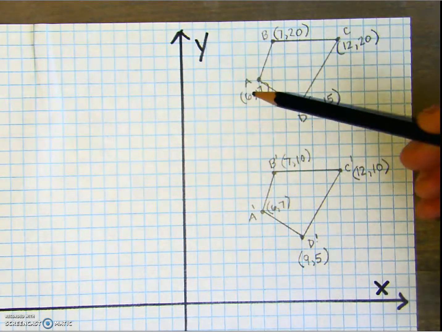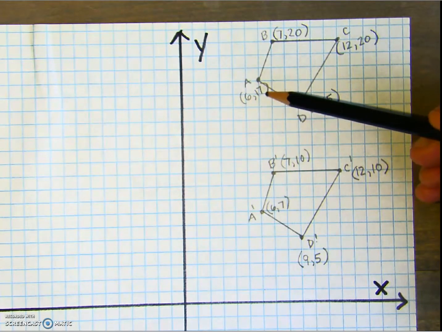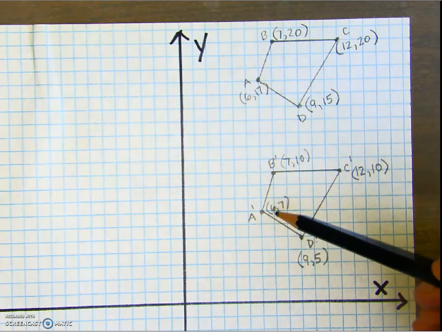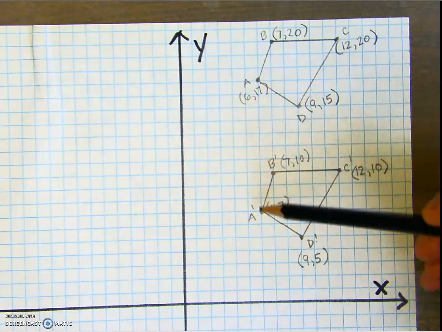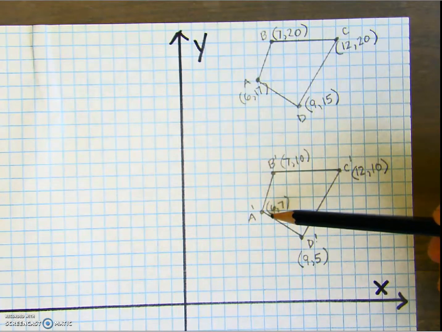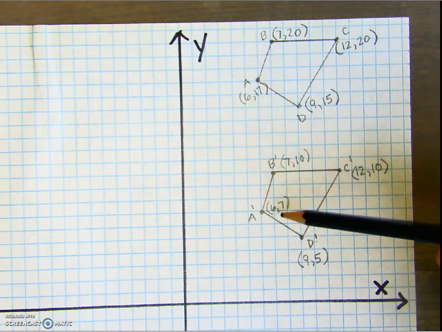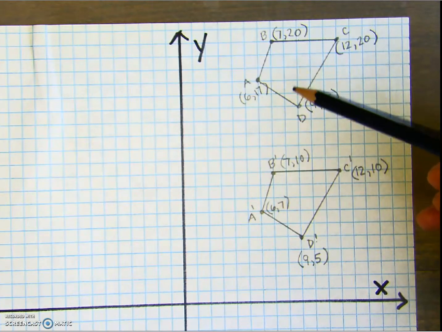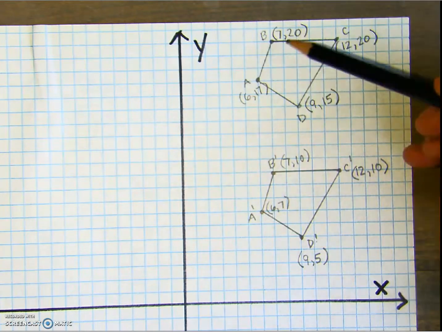All right. So what I want you to do is take a look at A, which is 6, 17, and look at A prime, which becomes 6, 7. Take a look at what happens to the x-coordinate, and then take a look at what happens to the y-coordinate. Now remember, we did a translation of 10 units downwards. Let's take a look at B.